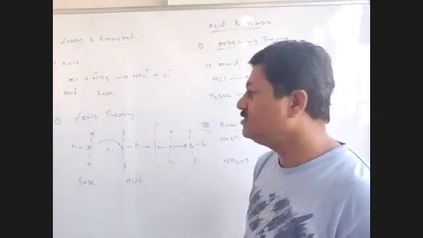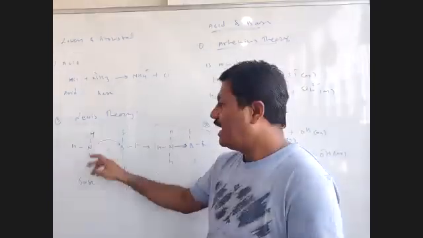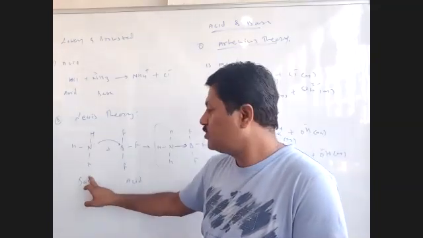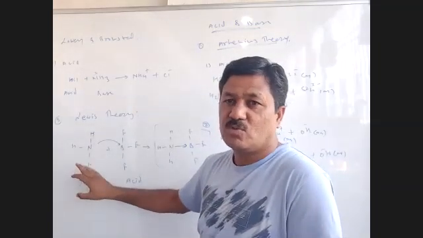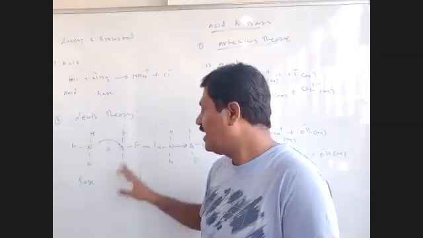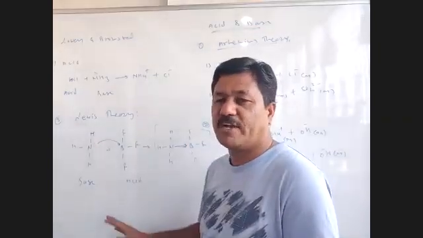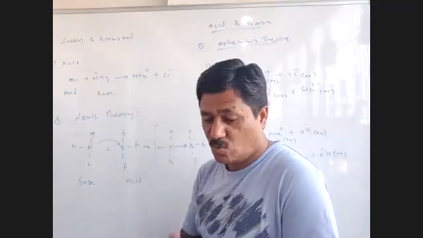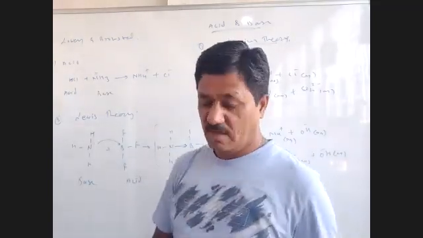Did everyone get the definition? According to Lewis theory, acid is the substance which accepts a lone pair of electrons, and base is the substance which donates a lone pair of electrons. So base donates a lone pair of electrons, and acid accepts a lone pair of electrons. These are the definitions of acid and base according to Lewis theory. Hope you are clear with this one.